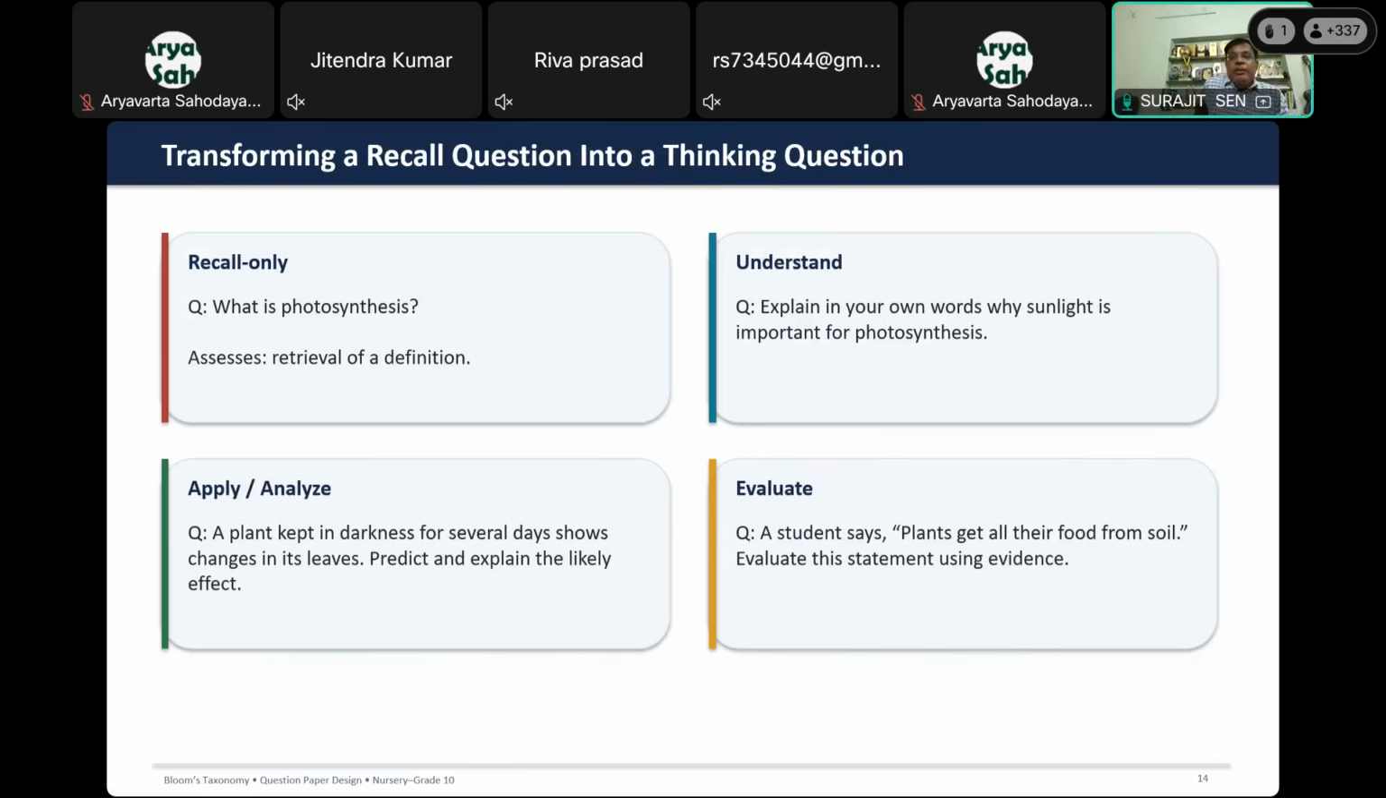Transforming a recall question into a thinking question. What is a recall question? Something that is remembering. No, that is recall. But you can convert it into a more thinking question where the children will apply their thinking caps to give a more appropriate answer.